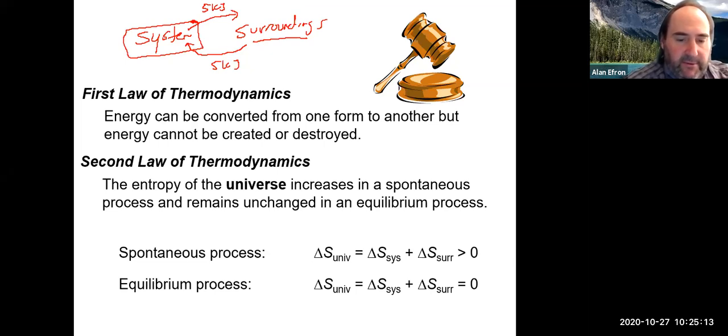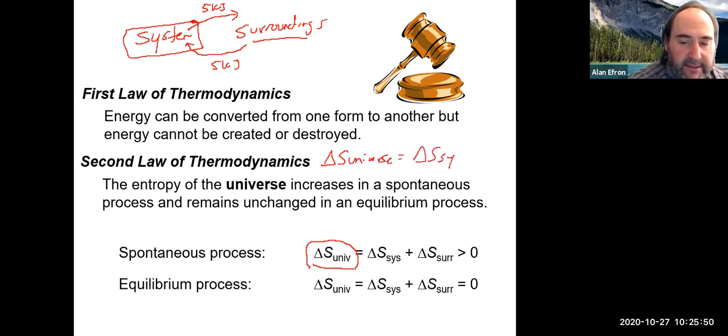The second law of thermodynamics is what we're talking about now, and the second law of thermodynamics deals with entropy. It says that the entropy of the universe increases in a spontaneous process and remains unchanged in an equilibrium process. So if we have a spontaneous process, in order for us to determine that it's spontaneous using delta S, we do have to calculate something known as the delta S of the universe. So the delta S of the universe is equal to those two things, the delta S of the system plus the delta S of the surroundings.